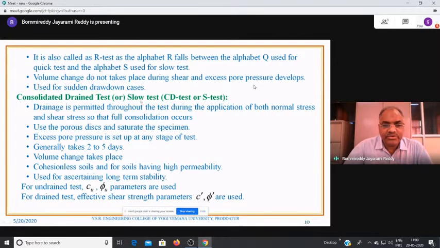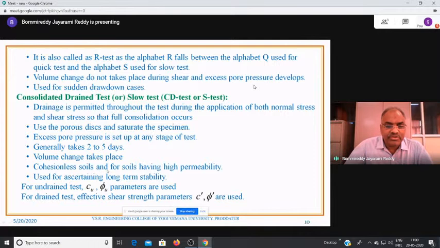And it is a very slow test. Normally it will take 2 to 5 days once the consolidated drained test is set up. It will take a minimum of 24 hours and in general 2 to 5 days. So that's why it is called the slow test, or otherwise the S test, and consolidated drained means C and D, the CD test. And in this particular stage, the drainage is permitted, so naturally volume change will take place to a large extent.